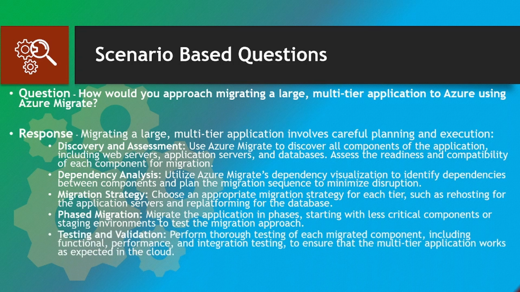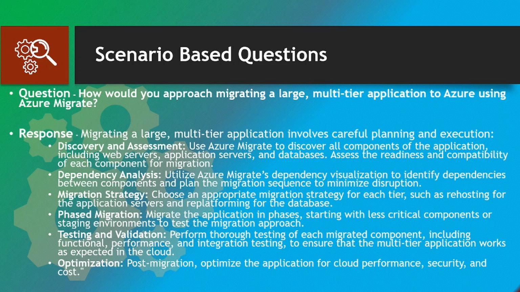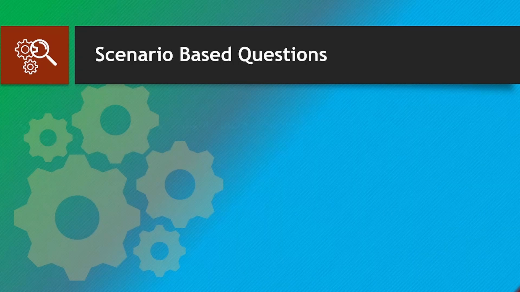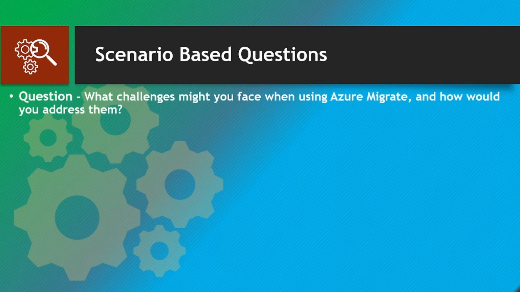Testing and validation. Perform thorough testing of each migrated component, including functional, performance, and integration testing, to ensure that the multi-tier application works as expected in the cloud. Optimization. Post-migration, optimize the application for cloud performance, security, and cost. The next scenario-based question: what challenges might you face when using Azure Migrate and how would you address them?